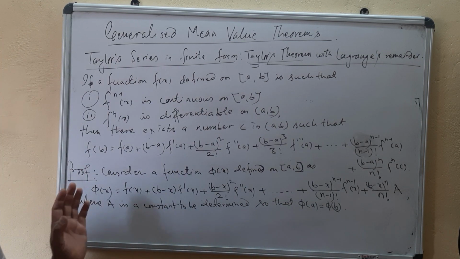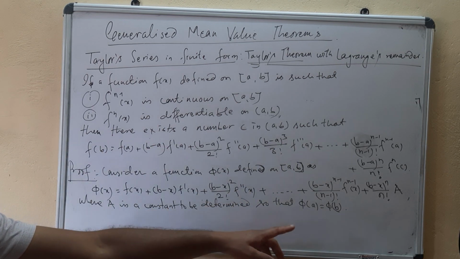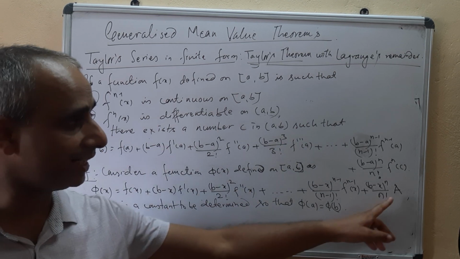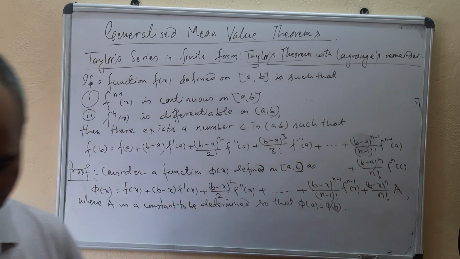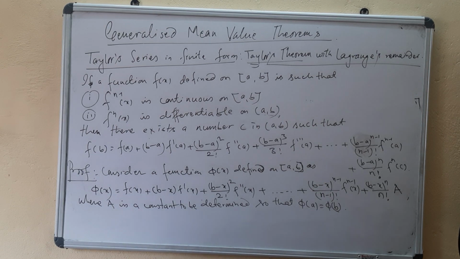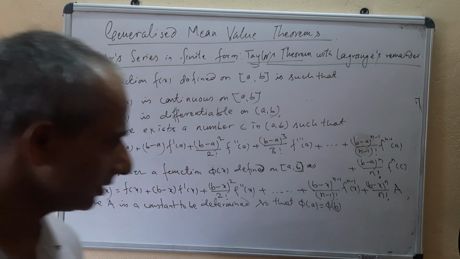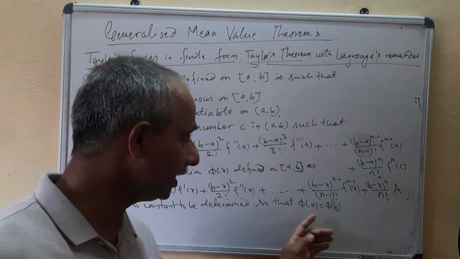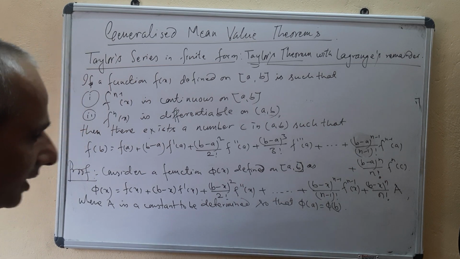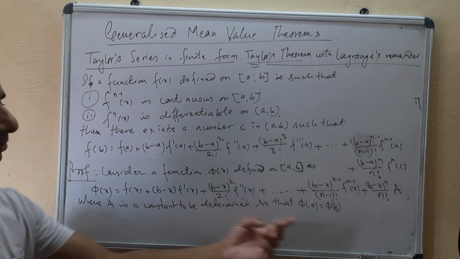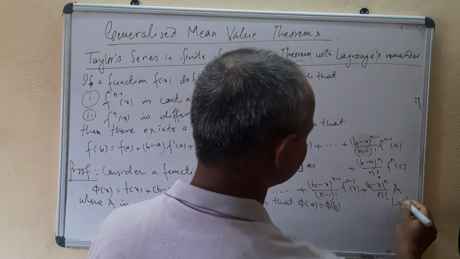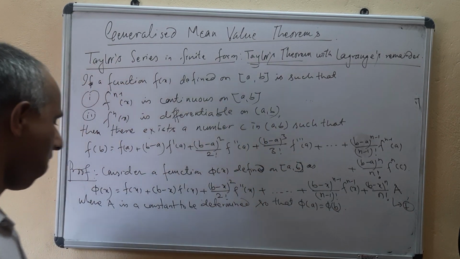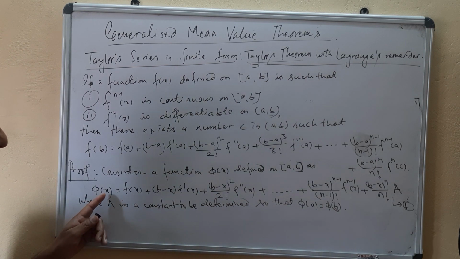Isn't it? We have chosen phi(a) equal to phi(b) to find a, so we need to find a satisfying this condition. So what happens when phi(a) equals phi(b)? Let's see how to find a. Whenever we take phi(a) equal to phi(b), we will get the value of a. So what happens if we compute phi(a) and phi(b) in this expression? Let's say this is expression 1. And here, if you put x equal to b, what happens?